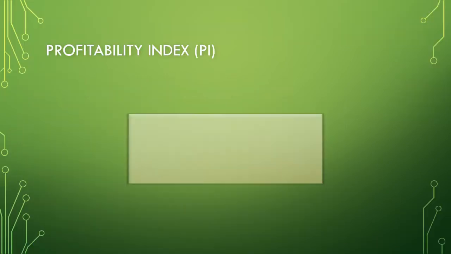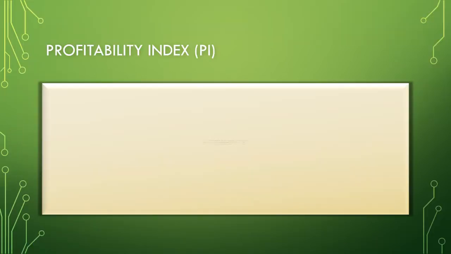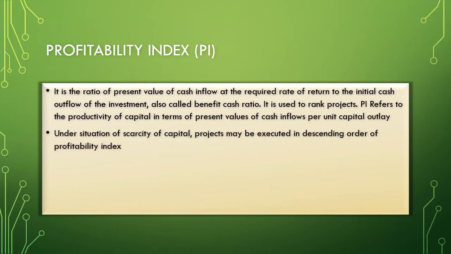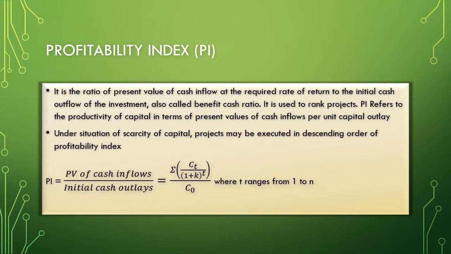So what is profitability index? It is the ratio of the present value of cash inflow at the required rate of return to the initial outflow of the investment. That is, the ratio of the present value of cash inflow at the discount rate, or the required rate of return, to the initial cash outflow of the investment, that is the initial investment. It is also called the benefit cost ratio. It is used to rank projects.